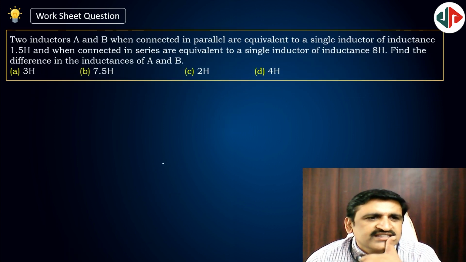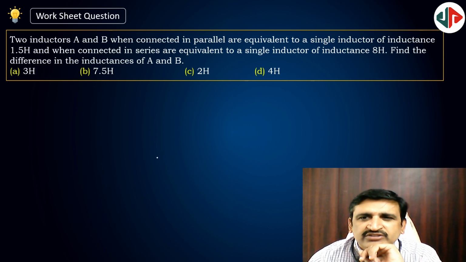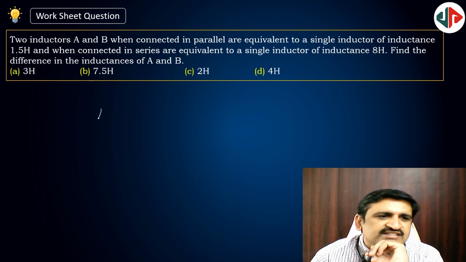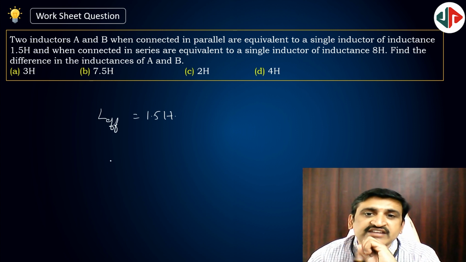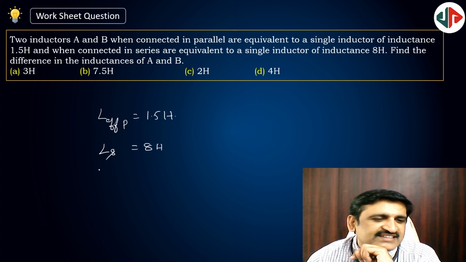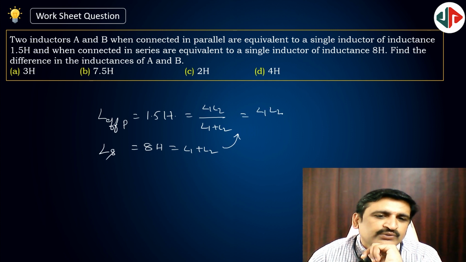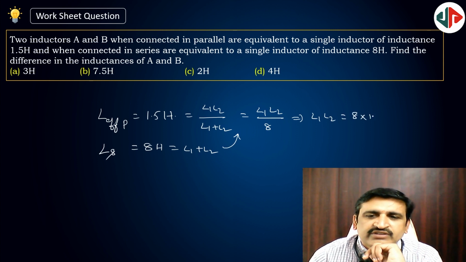Two inductor coils A and B are connected in parallel. Whenever inductors are connected in parallel, 1 by L equal to 1 by L1 plus 1 by L2 follows. The single inductor effective inductance L is equal to 1.5 Henry. This is the parallel connection, and in series connection it is 8H, L1 plus L2. Then find the difference in the inductances. So this is L1 L2 by L1 plus L2, and from the second one, it will become L1 L2 by 8. On cross multiplication, you will get L1 L2 is equal to 8 into 1.5.